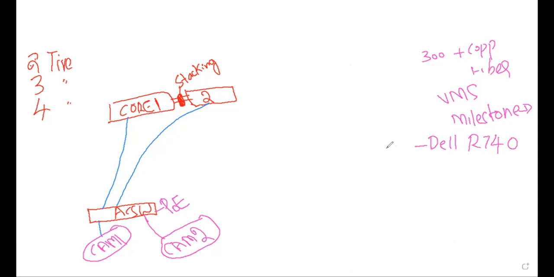Example, my requirement, I need a recording server 1, recording server 2, and FRS, failover recording server. So I need three Dell R740. The first two Dell R740 are physical Dell servers to install the VMS Milestone software. The VMS Milestone software will help us to properly configure and analyze all my cameras. So I need one recording server, second recording server, and the failover recording server. And there are many more within the CCTV platform.